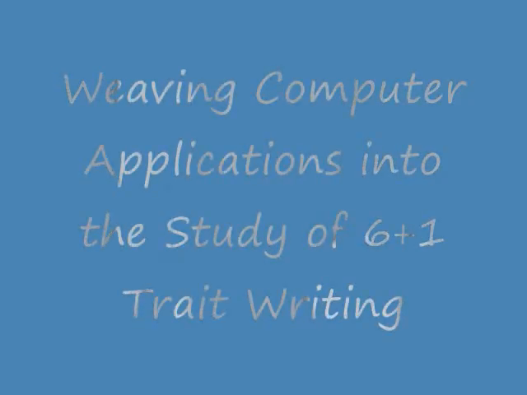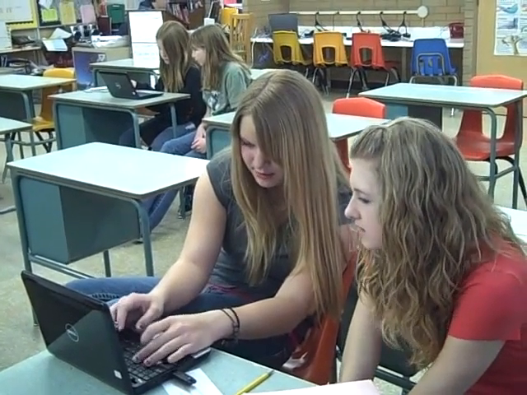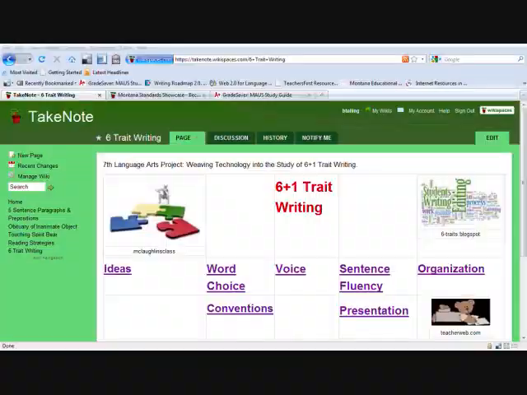Our district adopted the 6+1 trait writing framework as a way to learn and use a common language to refer to the characteristics of writing and to create a common vision of what good writing looks like. I had the sense that my students didn't have a firm understanding of this framework.